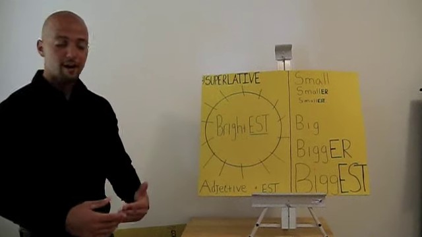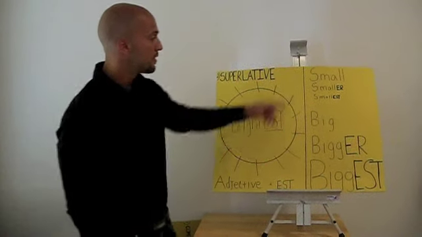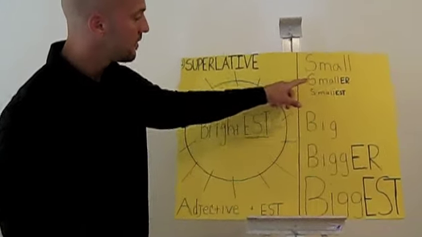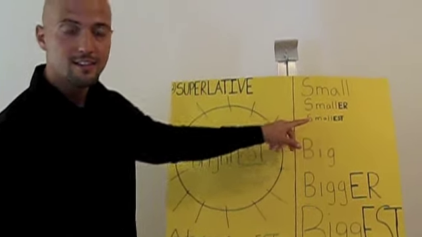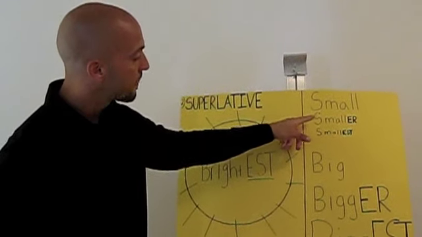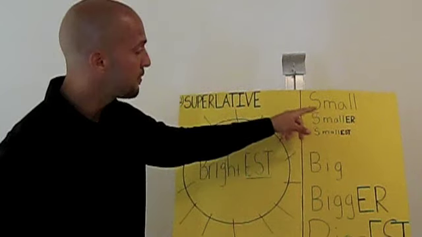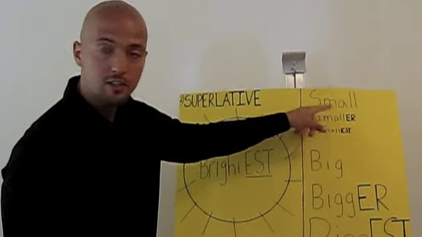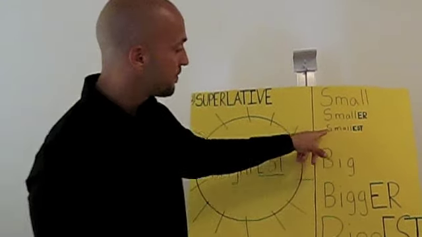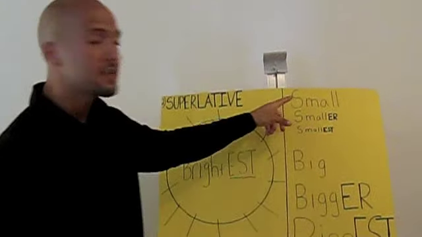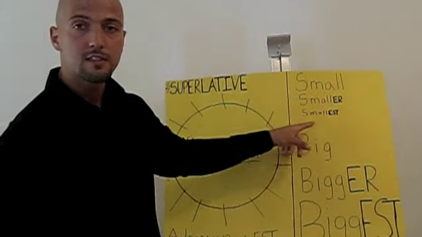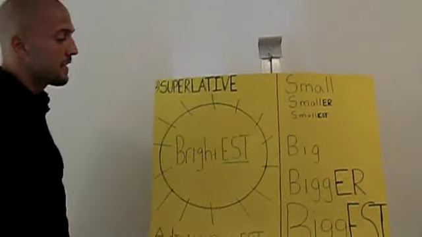So let's try comparative and superlative together. Small, smaller, smallest. Small is the adjective, the base word. Smaller is the comparative, because this is smaller than this one. And smallest is the superlative, as you can see. Can you say it again with me? Small, smaller, smallest. Let's try it again.